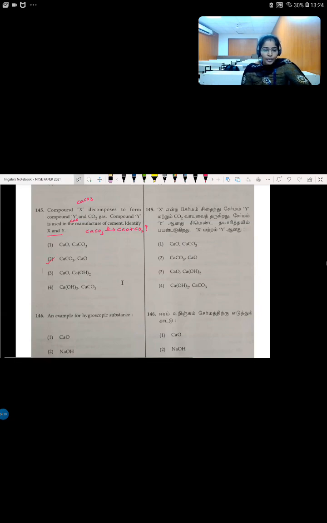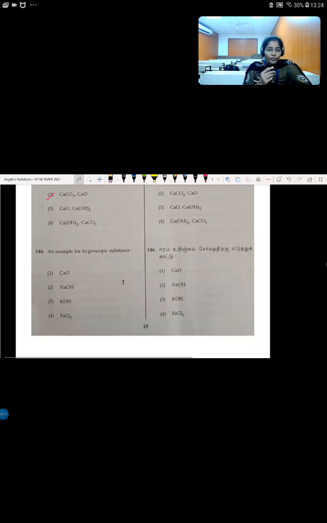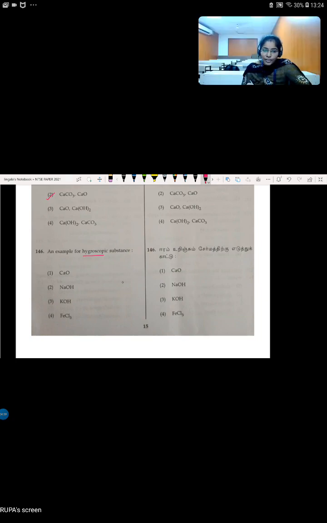Option 2 is the right option. And next one, an example of hygroscopic substance. This is also a direct question from the Solutions chapter of the 10th Standard Tamil Nadu Government book, that is the State Board book. Calcium oxide. Yes. Hygroscopy and deliquescence, there are two concepts over there.